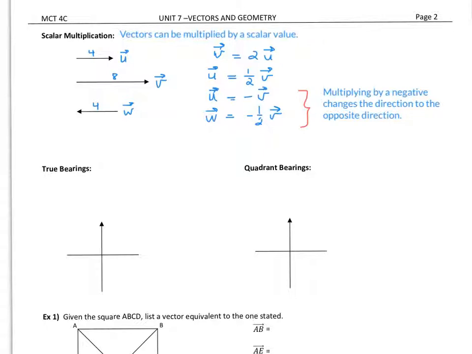So these numbers in front of our vectors, those are just our scalar quantities there. So the 2, the 1/2, the -1, and the -1/2, those are just scalar values. Okay, so it just is changing the magnitude. And if it's negative, it also changes it to the opposite direction.